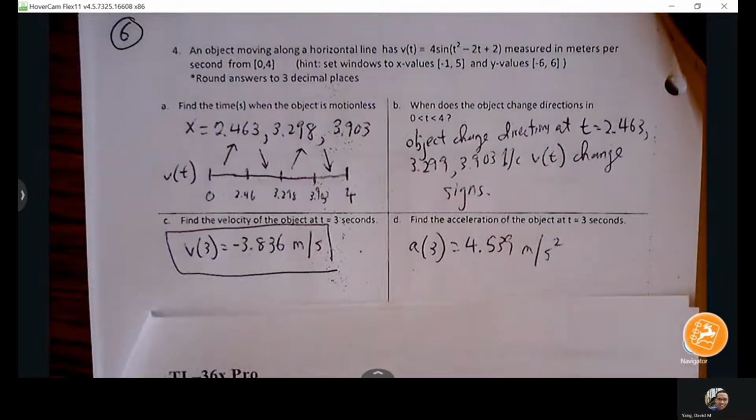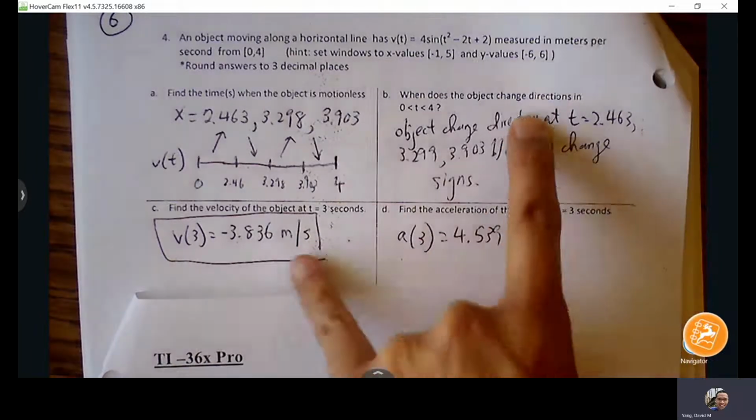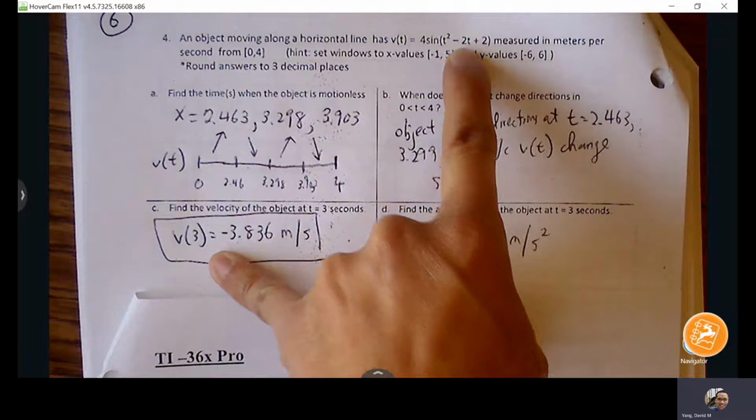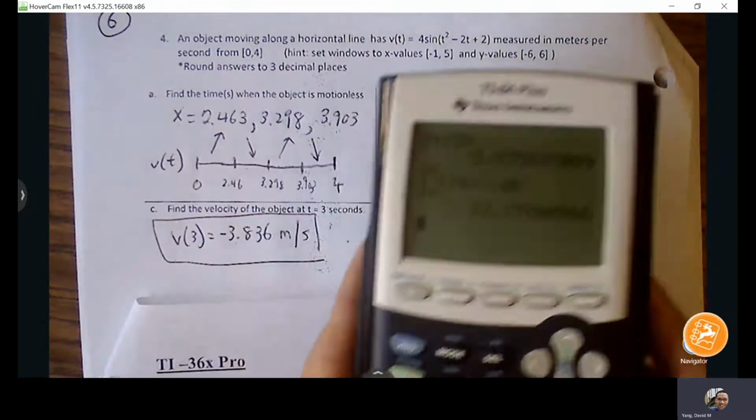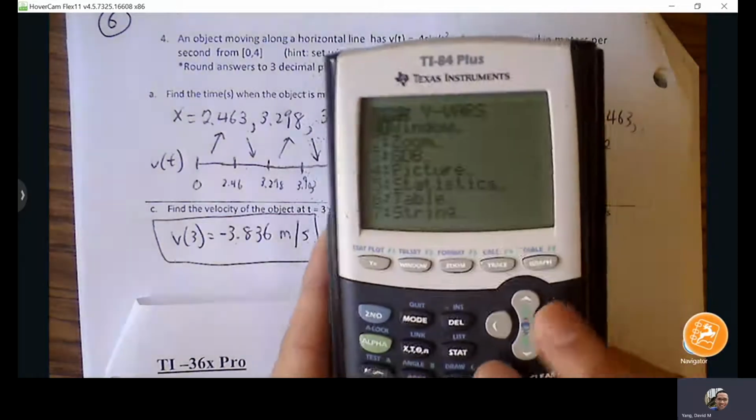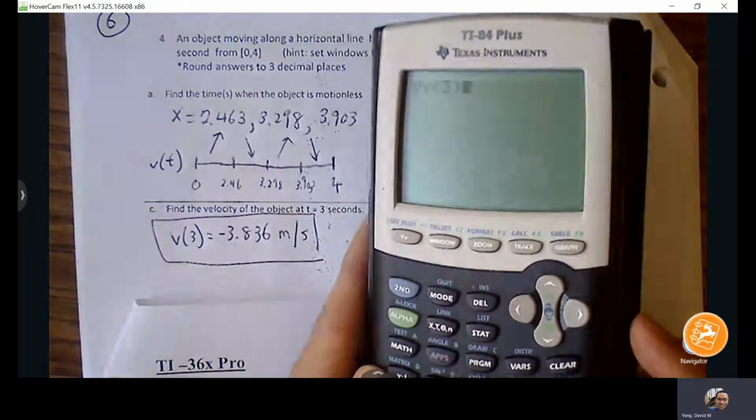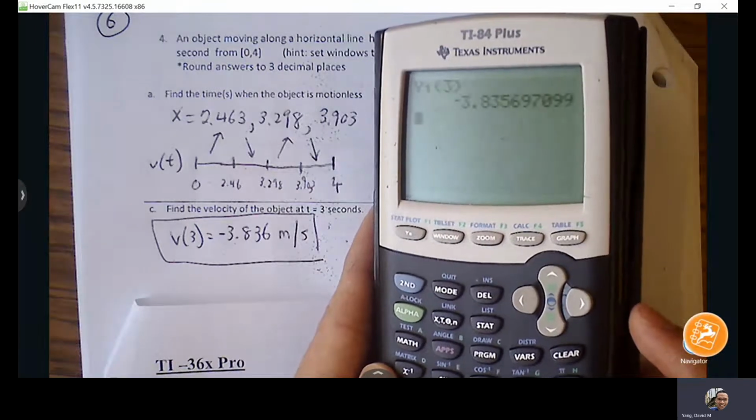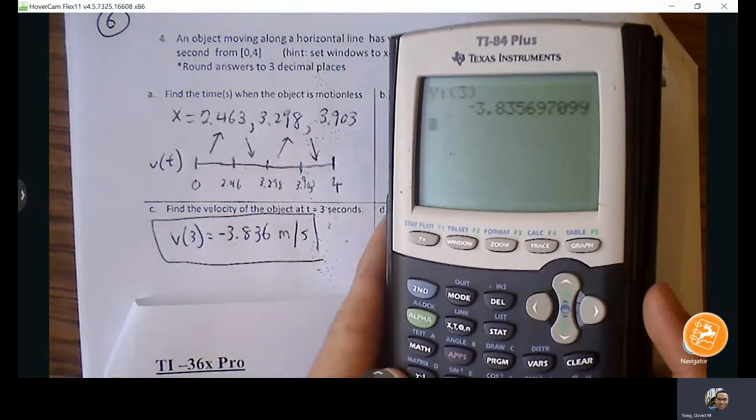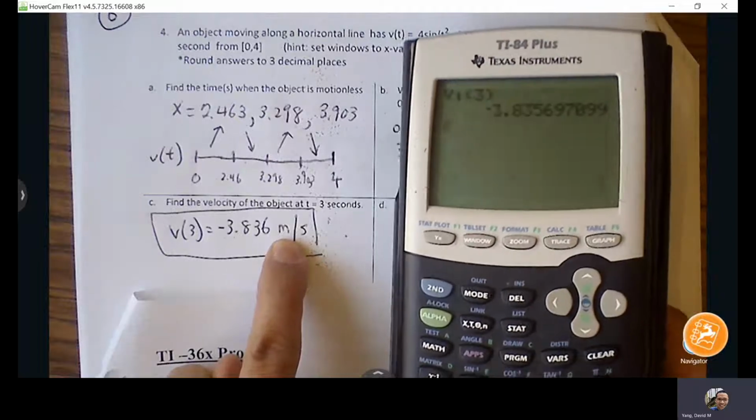Next up says find the velocity of the object at t equals 3 seconds. So for the velocity, you're just entering 3 directly into the function. There's no calculus involved. But you can do a little bit of a shortcut, right? Since your y is already holding that function, you can go to vars, y vars, function, and then just plug 3 directly in and make the calculator pull that function and plug in the 3 for you. But you can also do it manually as well.